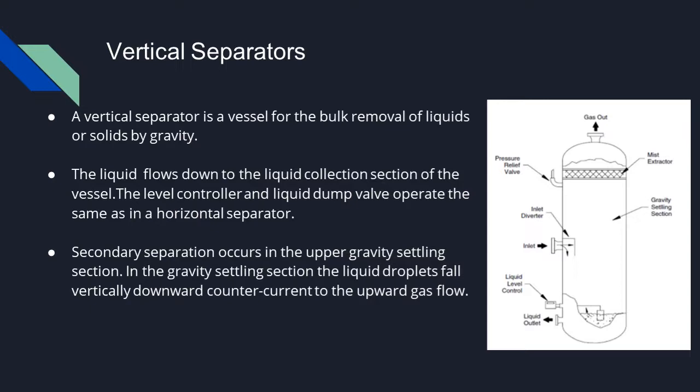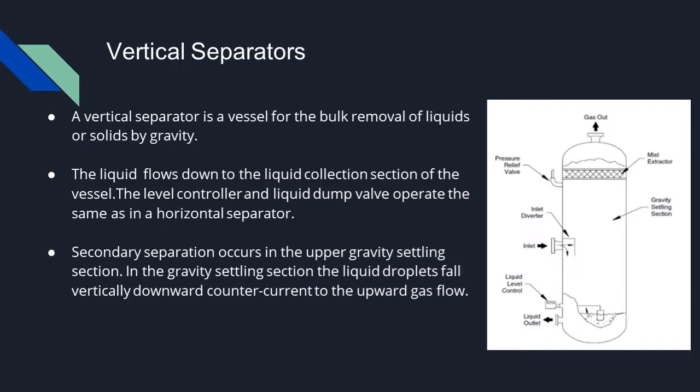Now I will define all these components one by one. First the inlet. This is used to feed our input into the vertical separator. The inlet diverter section abruptly changes the direction of flow by absorbing the momentum of the liquid, allowing the liquid and gas to separate.